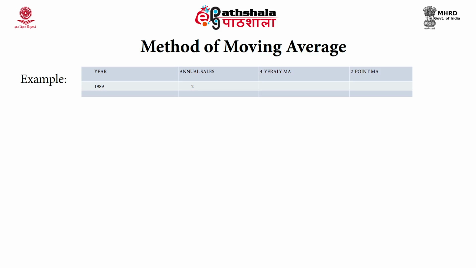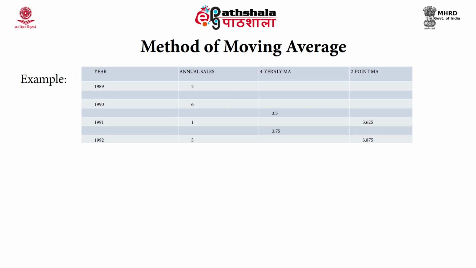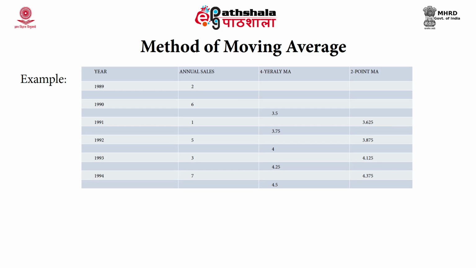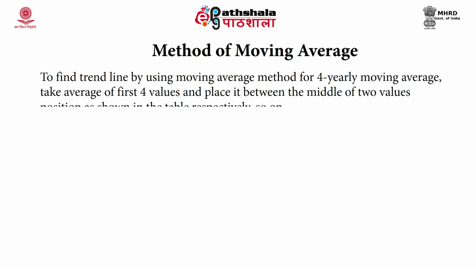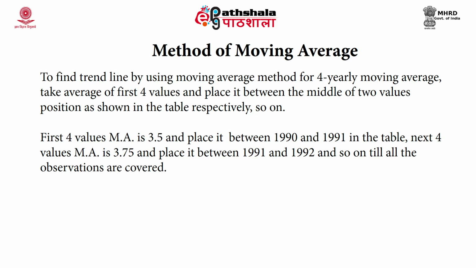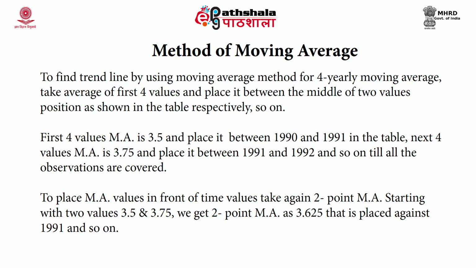From this example, we can see that in the first column we have the years, in the second column annual sales are given, and in the third column we have the 4 yearly moving average. You can see that the 4 yearly moving average is the sum of 4 observations, that is annual sales in 1989, 1990, 1991 and 1992. The average of these values is 3.5 and it is placed between 1990 and 91.